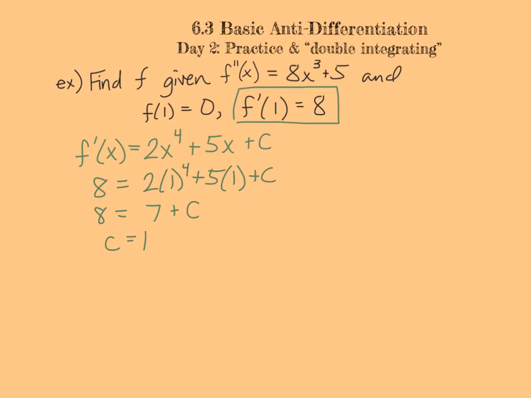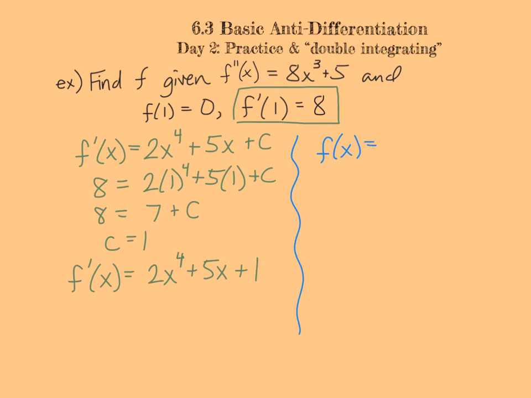So we can rewrite f prime as 2x to the fourth plus 5x plus 1, since we found that c is 1. Okay, so next we need to find f. So we're going to find f, the original function, by taking the antiderivative of f prime.